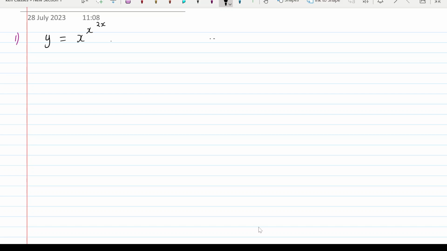There was one problem just like this today also. The only difference was it was x raised to x. Right now it's x raised to 2x. Same thing. So take log on both sides. So log y is equal to log x raised to 2x.